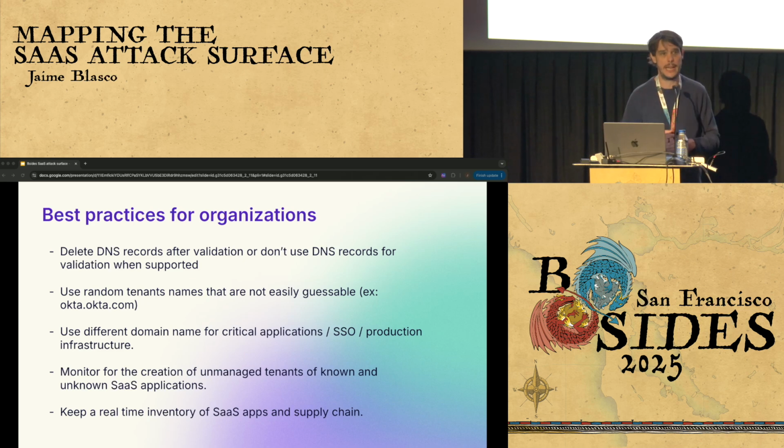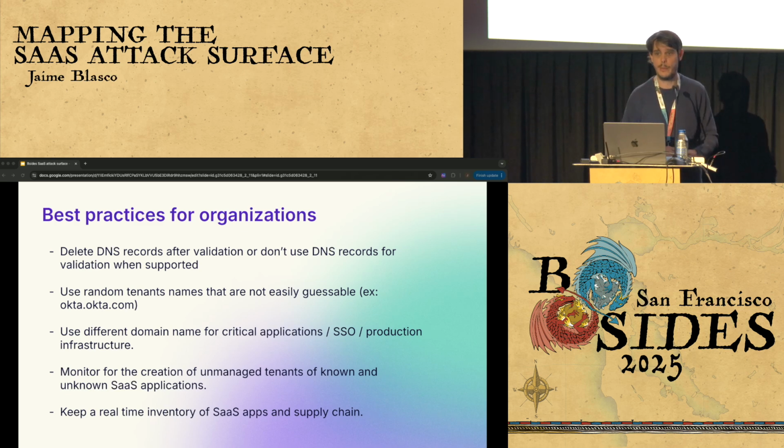The thing that works, I've seen some of the most sophisticated security organizations out there just registering completely different domain names that have nothing to do with the company and using that for SSO and for production infrastructure that is critical. So that way, instead of Okta, you can call yourself Snake Onion and no one knows that you are Okta, right? Monitor the creation of any unmanaged tenant in your organization on any unknown SaaS application. That's something that we do.